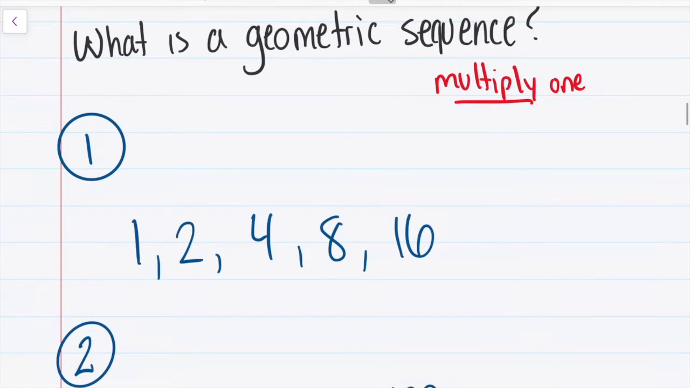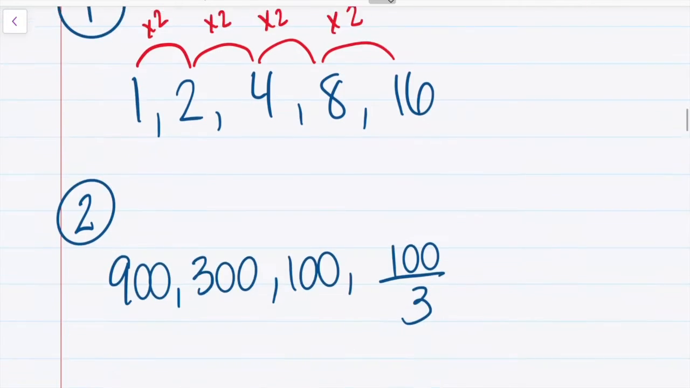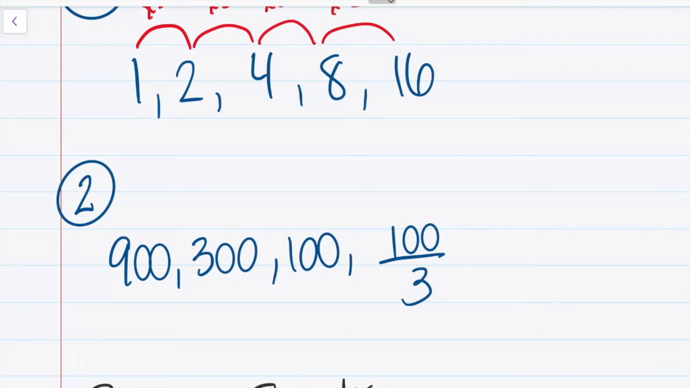Let's look at the first example. 1, 2, 4, 8, and 16. What are we multiplying these numbers by to get to the next one? And you guessed it, we're actually multiplying by 2.